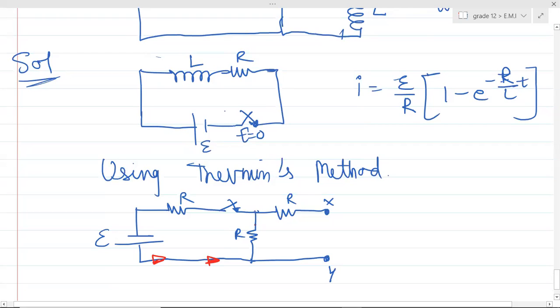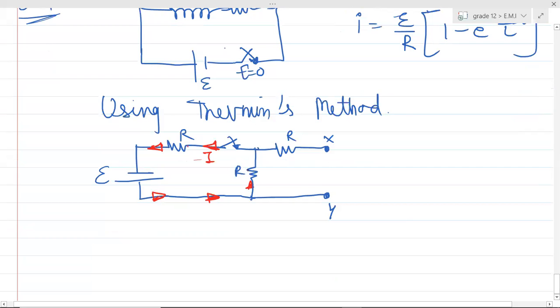There is one closed loop, so current will flow only in this. And what will be the current in this? Can you see this R and this R in series? So the net will be 2R, and the current will be E upon 2R. This will be the current flowing in the circuit when this inductor is removed.